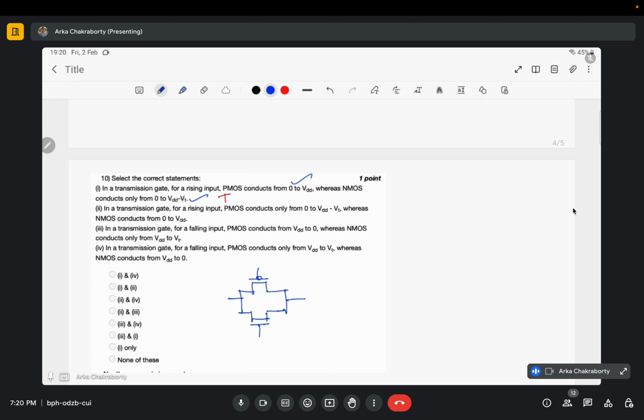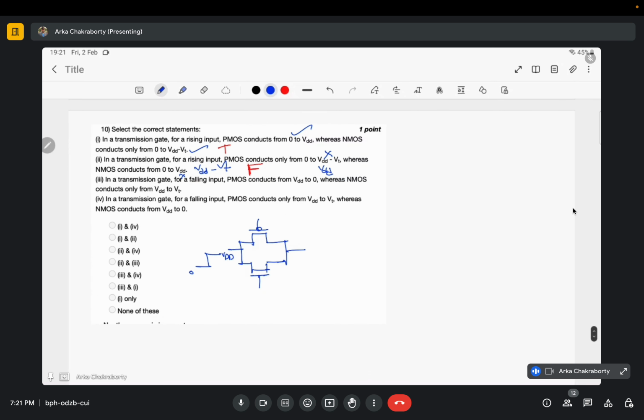Second one, in a transmission gate for a rising input, right? For a rising input, PMOS conducts only from 0 to VDD minus VT. No, it's false. It can conduct from 0 all the way up to VDD, whereas NMOS conducts from 0 to VDD. It is also false. As the input is high, it will only be able to conduct up to VDD minus VT. So this one is false. Okay. Third point, in a transmission gate for a falling input, now they are saying it is a falling input.